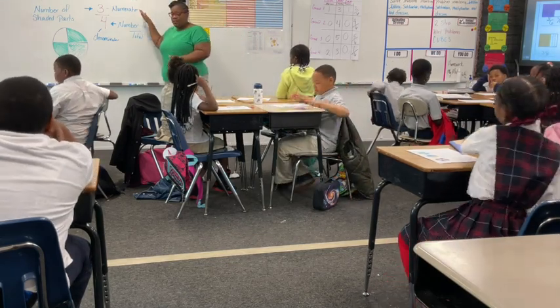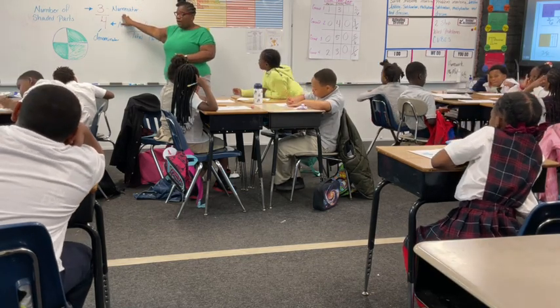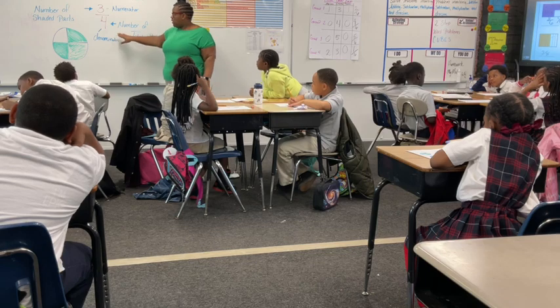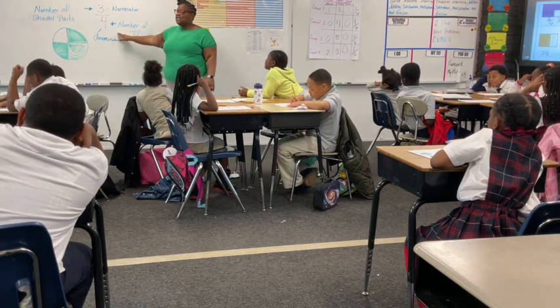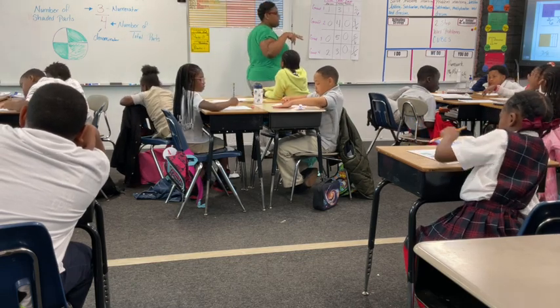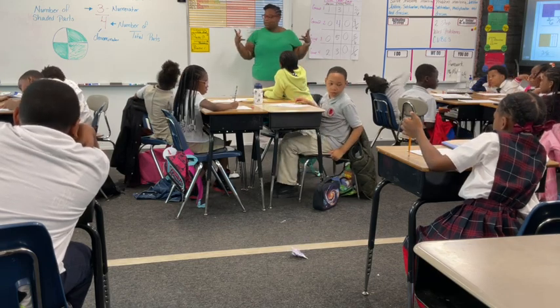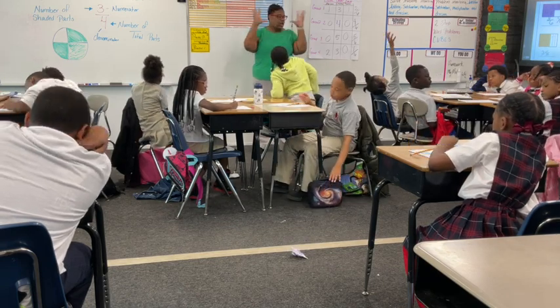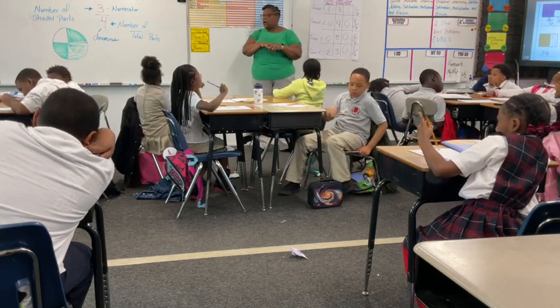The top number of the fraction is what we call the numerator. The bottom number on the fraction is called the denominator. The denominator tells us how many parts there are altogether, correct? Yes.